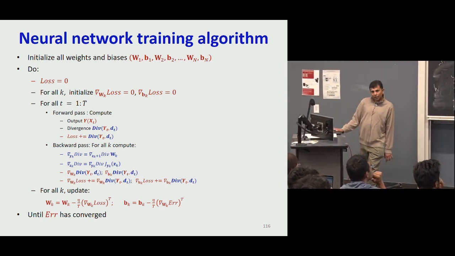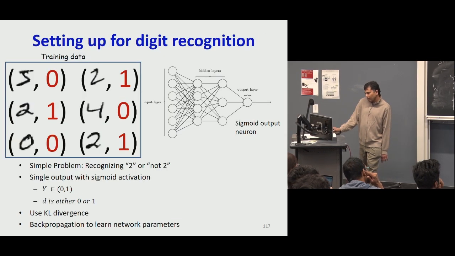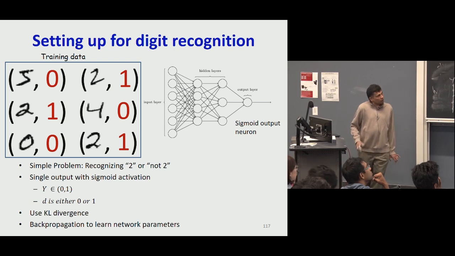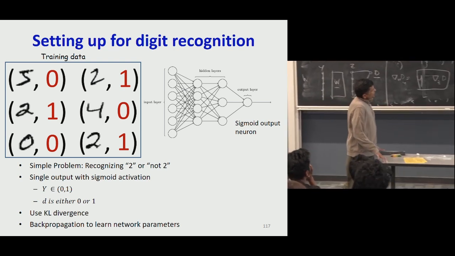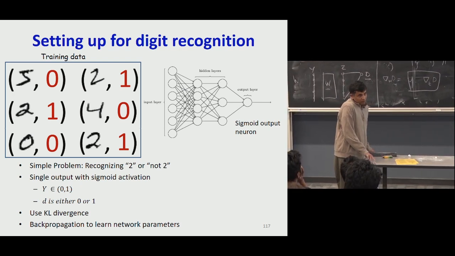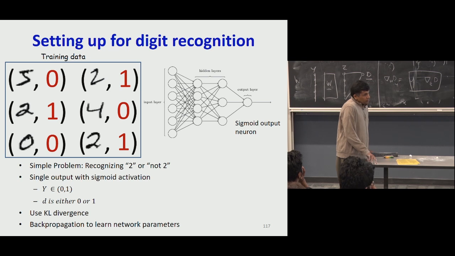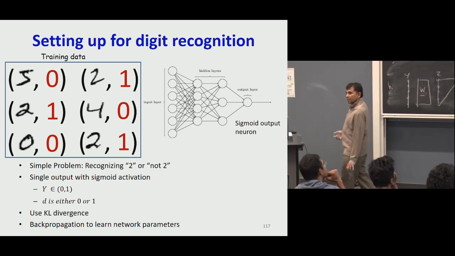So here's the overall algorithm. This is just for reference. If you were to set yourself up, we've seen this slide before. If you wanted to train a binary classifier, is this a 2 or not a 2, then you're going to define your training data, which is a collection of images in this case, which will be vectors, and labels, which will be 0 or 1. And because it's a binary classifier, the output is going to be a single sigmoid.